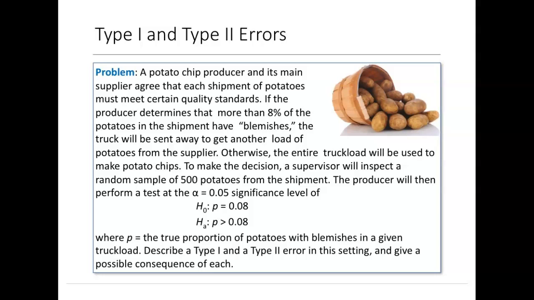Otherwise, the entire truckload will be used to make potato chips. To make a decision, a supervisor will inspect a random sample of 500 potatoes from the shipment and then perform a test at the 5% significance level of H0: p = 0.08 and Ha: p > 0.08, where p equals the true proportion of potatoes with blemishes in a given truckload. Describe a type 1 and a type 2 error in this setting.